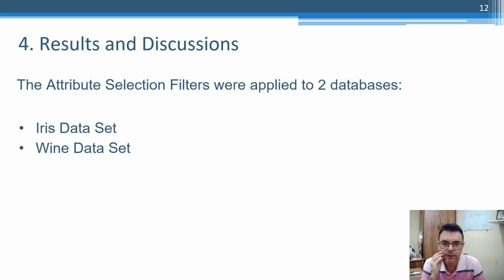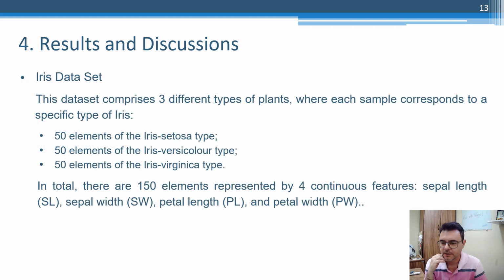We show the results and discussion based on two databases. We use two databases for the attribute selection filters: the IRIS dataset and the WINE dataset. The first database used is the classical IRIS dataset.